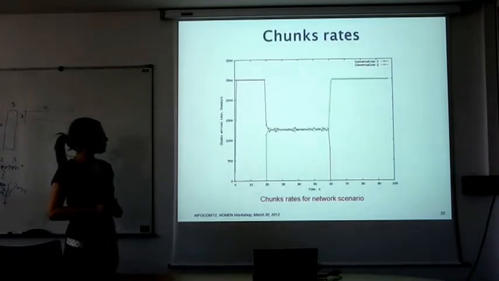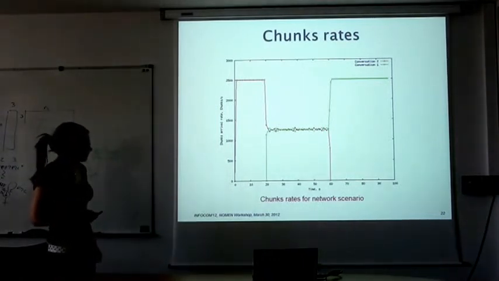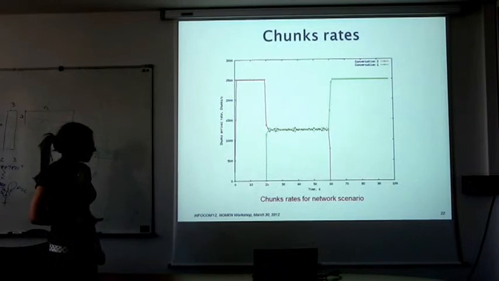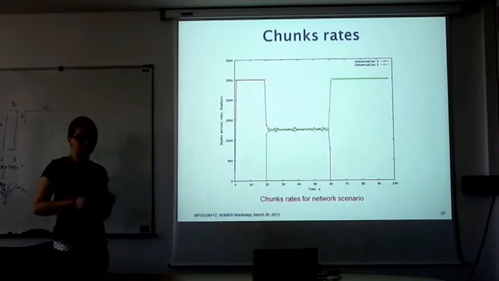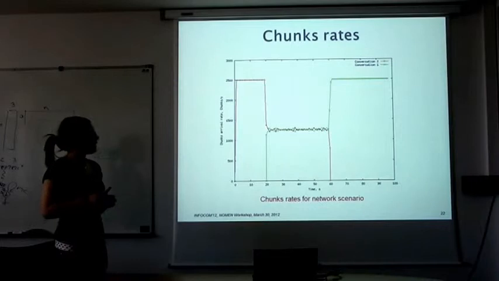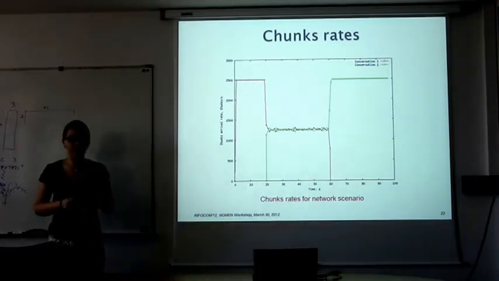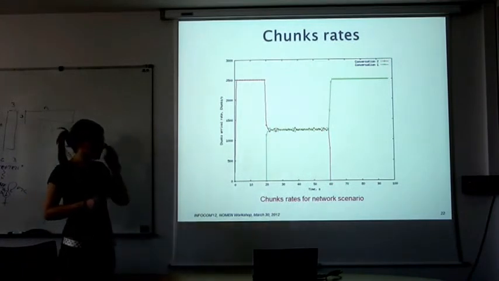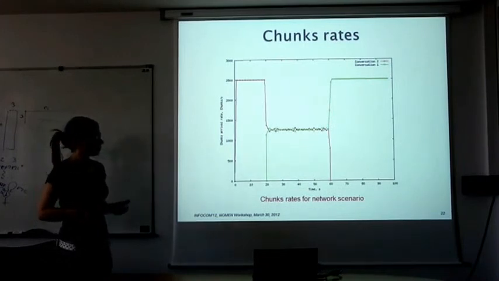Concerning the chunk rate, in the time interval from 0 to 20 seconds, we have only conversation 2, and so this conversation uses all the router resources. In the interval from 20 seconds to 60 seconds, we have two conversations at the same time, and the router resources are shared fairly. When conversation 2 becomes inactive, conversation 1 starts to use all the node resources.